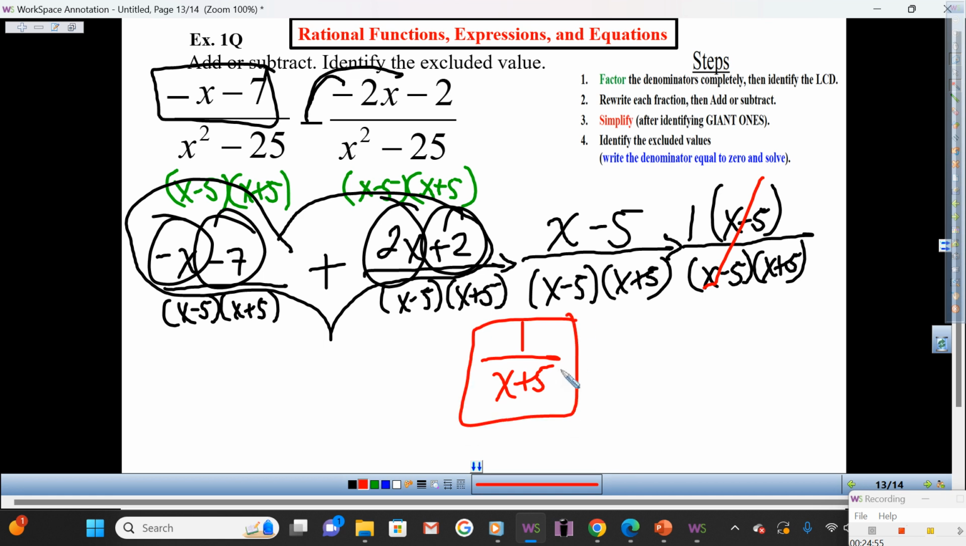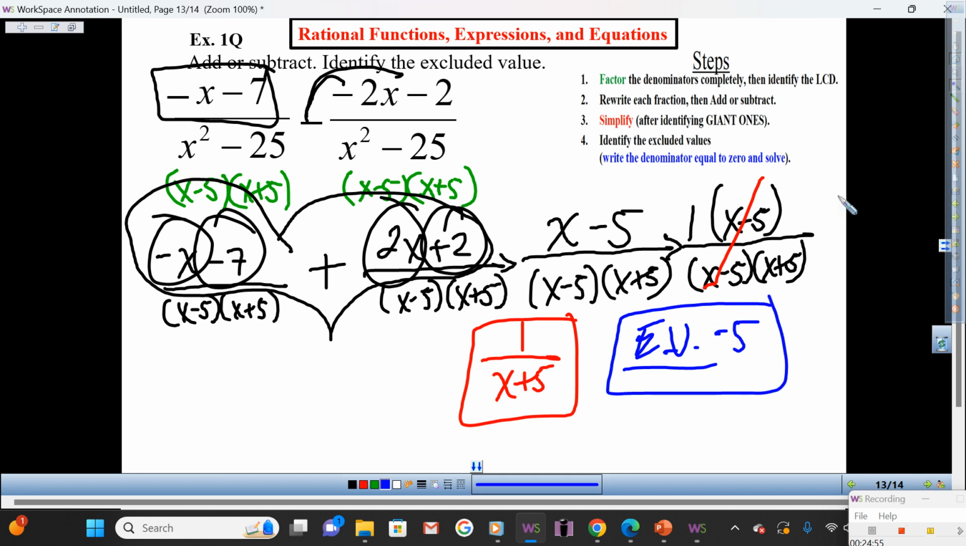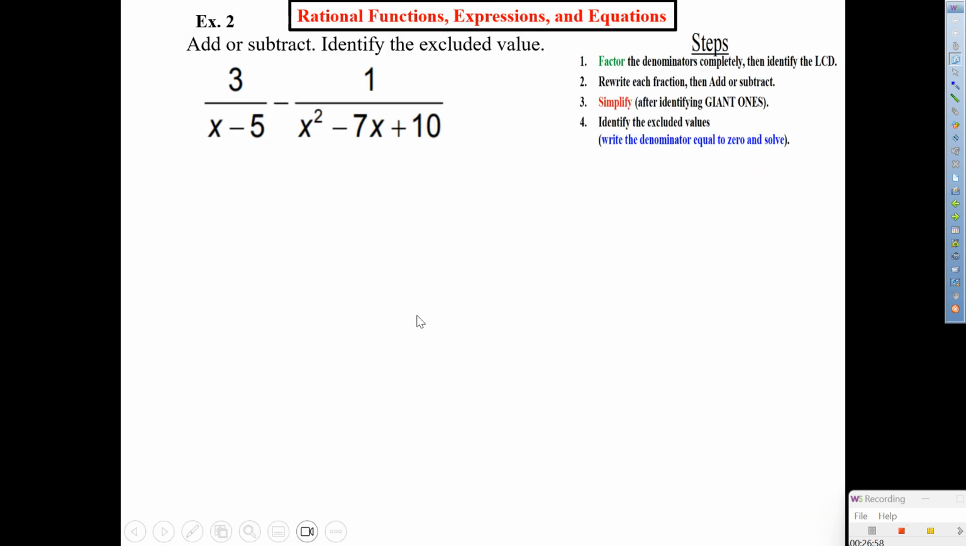Yeah, 5 fourths, okay. And of course, you wrote your excluded value. Excluded value, everyone? Negative 5. All right. Ooh, let's go. You guys remind me of me in kindergarten. Let's go. Copy this one, please.